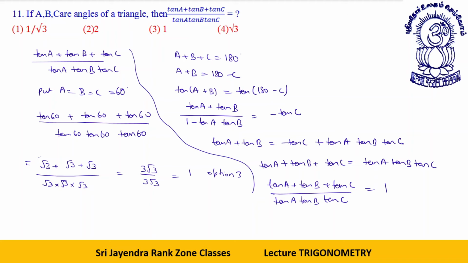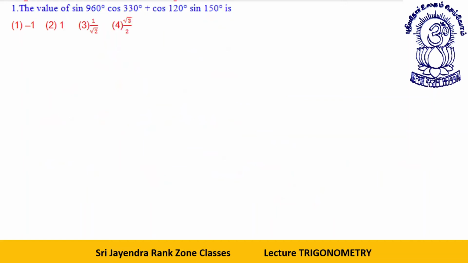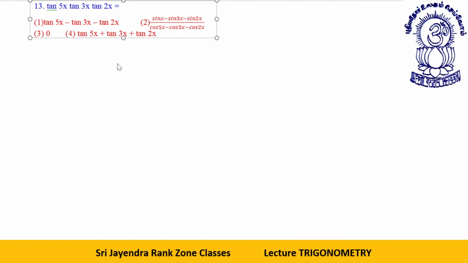Next also I take a very good question. To make this concept more clear, the next question which I am doing will reinforce this concept. Okay. The next question we have is the value of tan 5x, tan 3x, tan 2x is equal to. See students, we know a very basic thing. We know 5x is equal to 3x plus 2x. Okay.